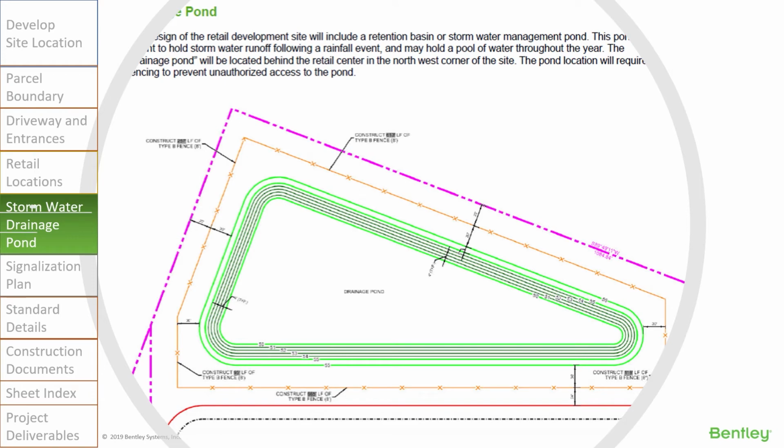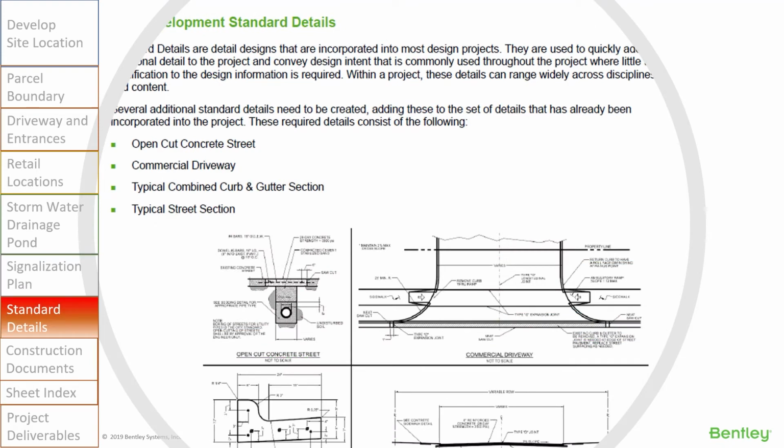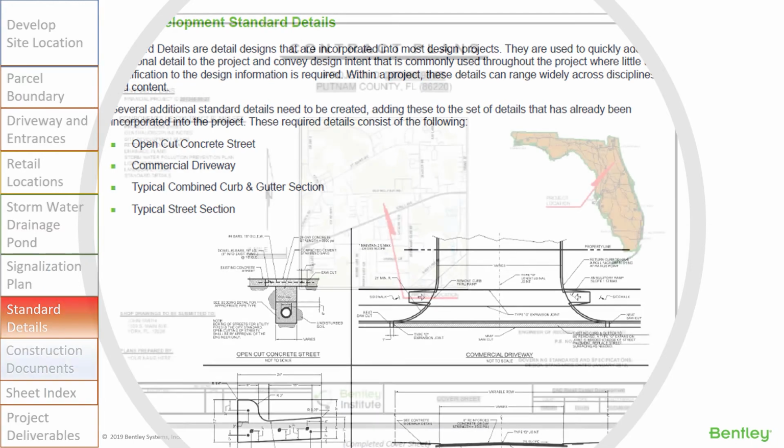Next, you'll add a retention basin, a stormwater management pond. You'll offset this and add fencing, place contours, and contour labels. And then take some existing data and make it meet your standards in the form of a signalization plan. Here you'll create some standard details: open cut concrete details, driveway, and street sections, several detail sheets.